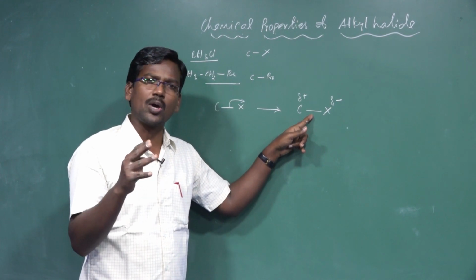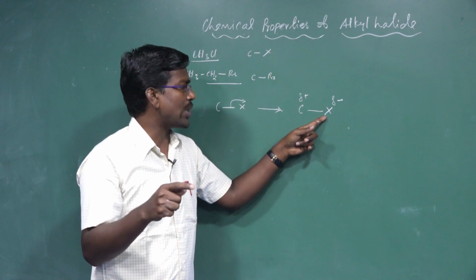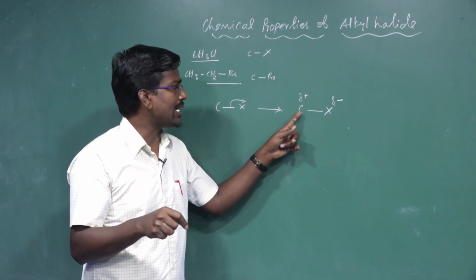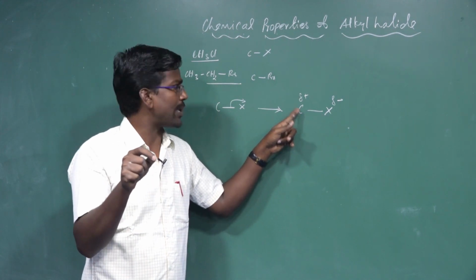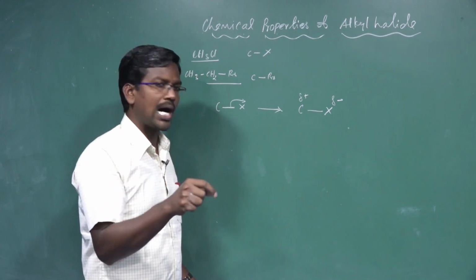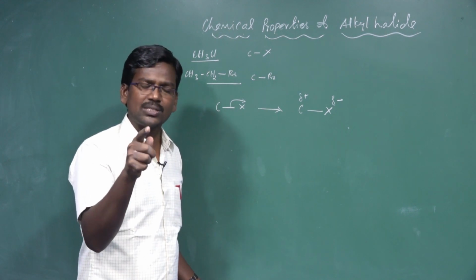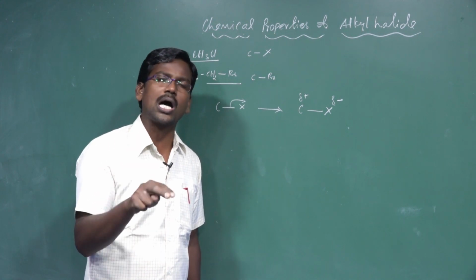That's why the carbon-halogen bond breaks. The bond contains 2 electrons, and both electrons move towards the halogen side. Carbon always carries the partial positive charge and halogen always carries the partial negative charge. That's why alkyl halides or haloalkanes are a class of more reactive organic compounds.